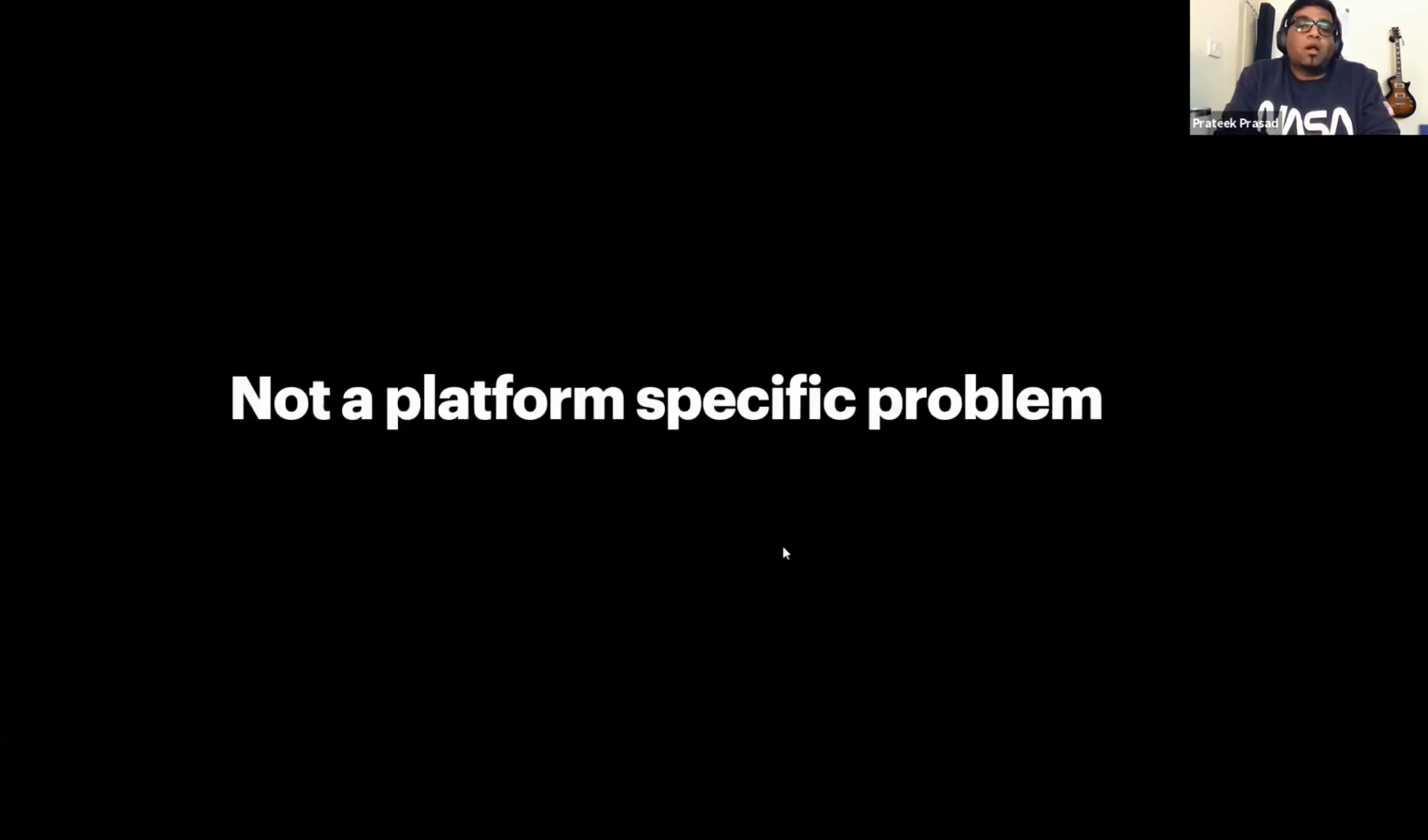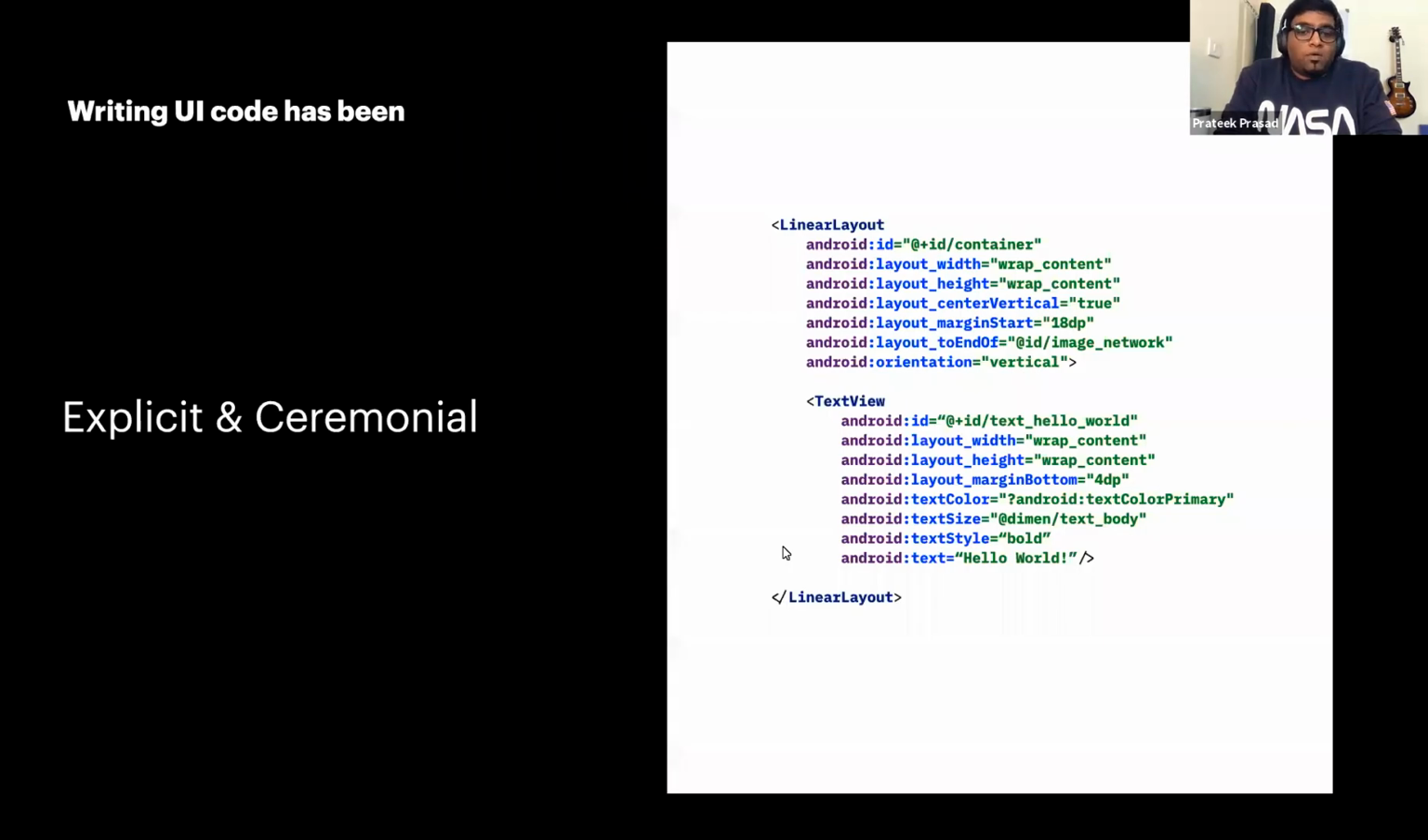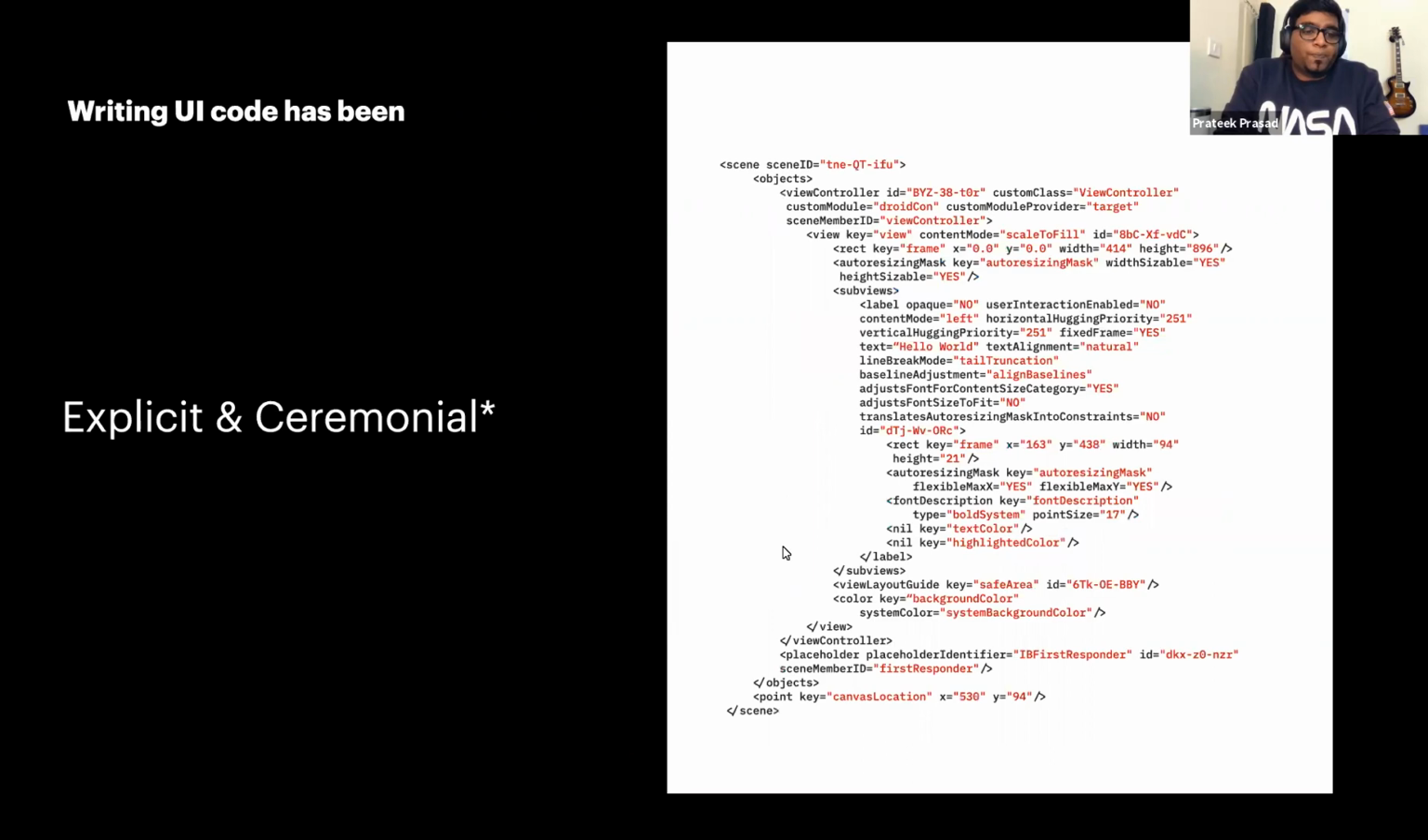And it turns out that this is not an Android-specific problem. Writing UI code inherently has been very explicit and ceremonial. All I wanted to do in this case was just show a hello world text on the screen, and I needed about 20 lines to achieve it. Even if I remove the ceremonial pieces here and look at the relevant bits, there's still a lot of explicit step-by-step drawing instruction. It gets worse on iOS.